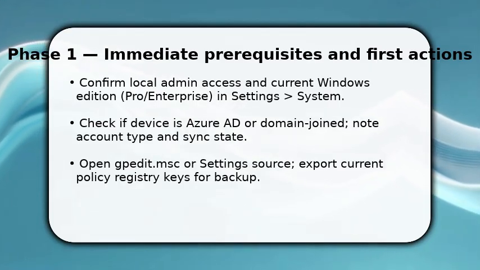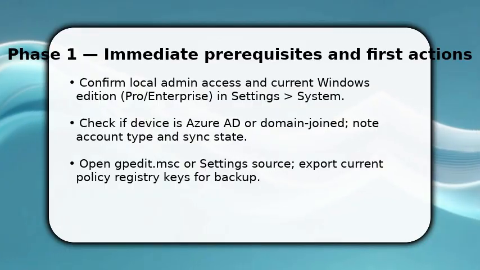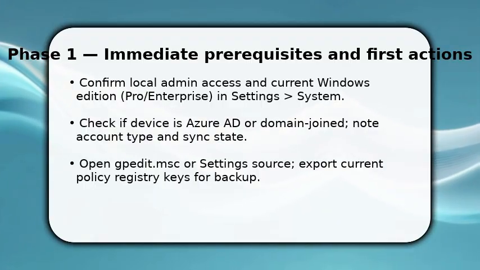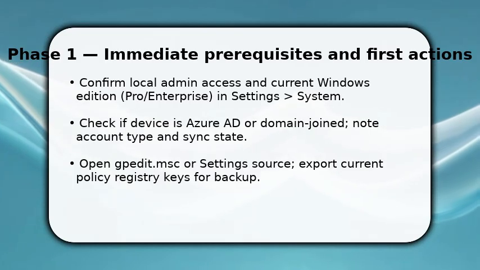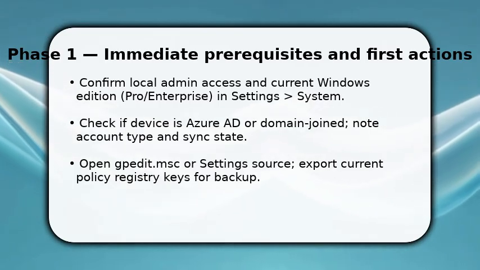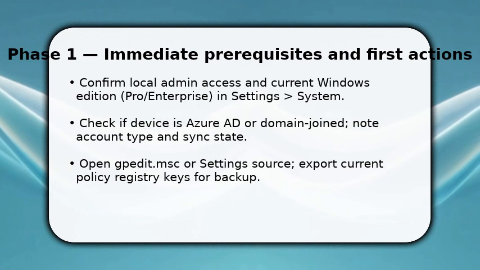Next, verify whether the device is Azure AD joined or on a traditional domain because policies differ. Make sure you know which account applied the restriction. Then open the local group policy editor or settings page. Don't hesitate to pause and record exact error messages.